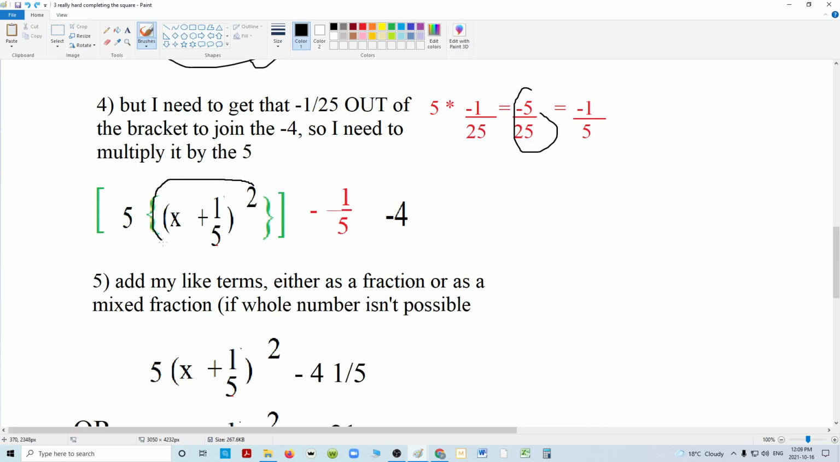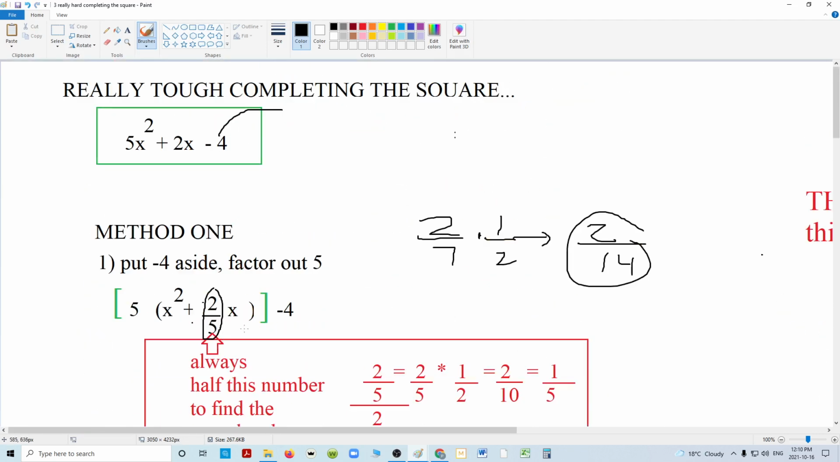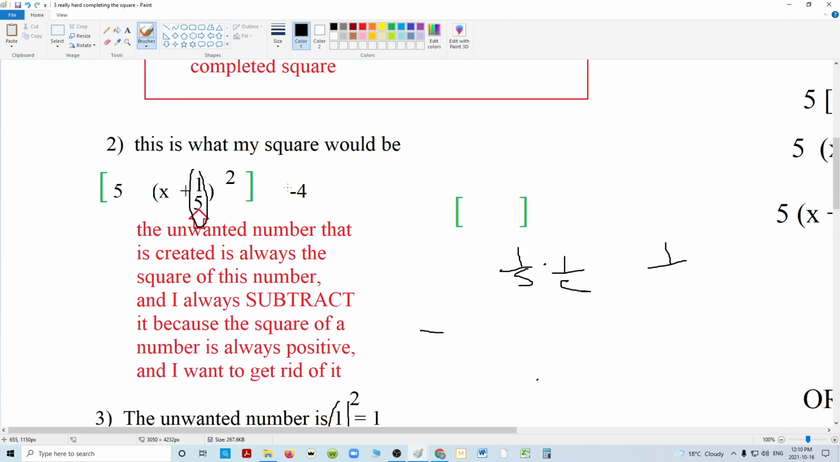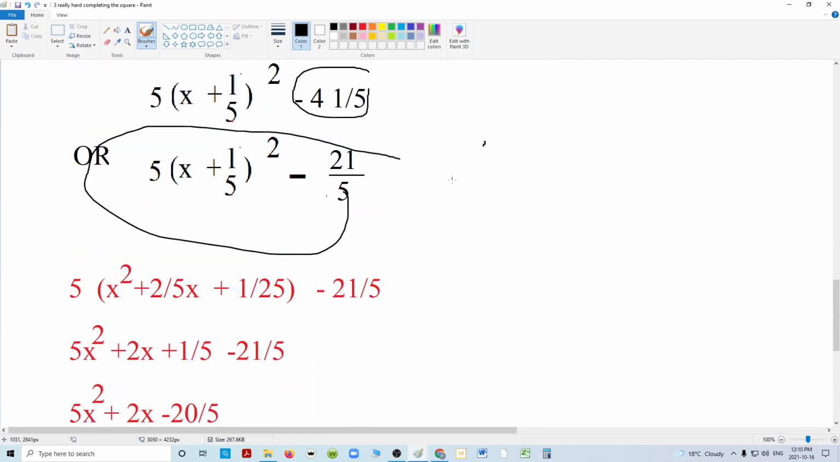Now, look at that. I have exactly what I want. I have my nice 5x plus 1. All I have to do is adjust this. And minus 4 minus 1/5 is that, or as a fraction, it's that. So that means the vertex of this thing that we started with is minus 1/5, because you always make the opposite here, comma, minus 21 over 5.